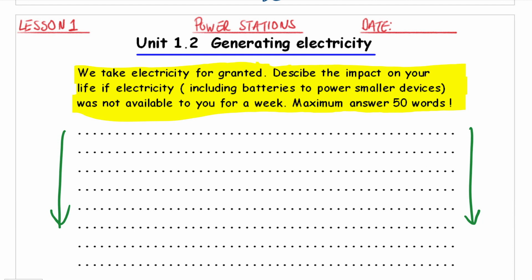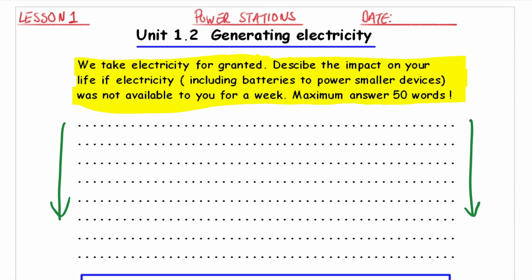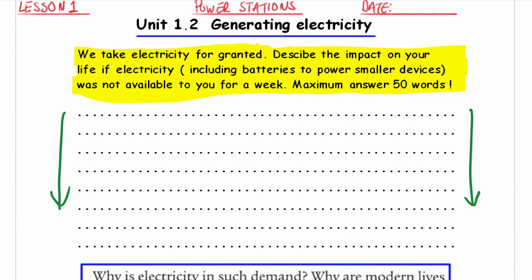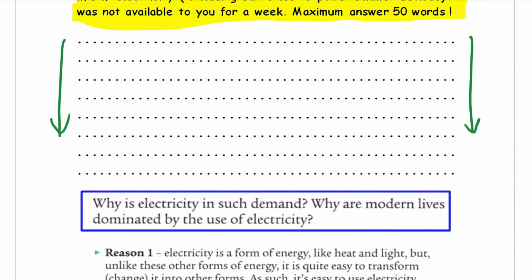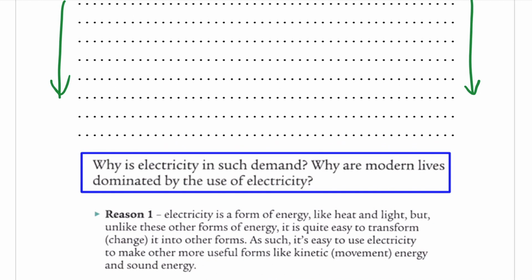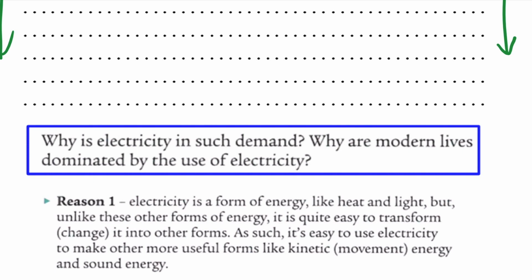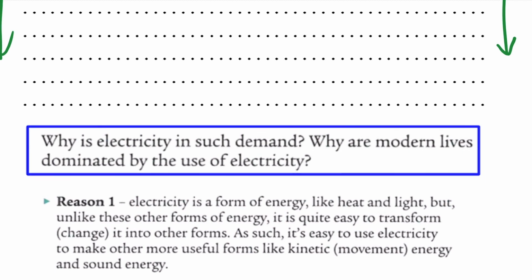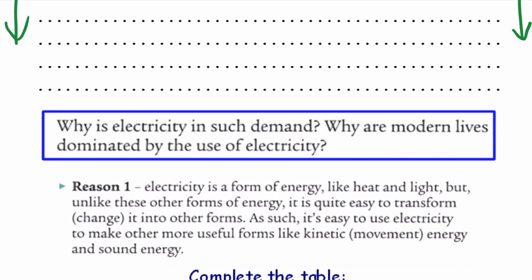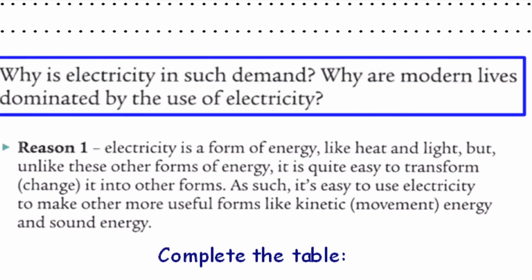Okay, so that should have been a personal reflection, and you think about the importance of electricity in modern day life. We're going to look at 3 other reasons why electricity is in such demand and so important. Reason 1. Electricity is a form of energy like heat and light, but unlike other forms of energy, it's quite easy to transform, change, into other forms of energy. As such, it's easy to use electricity to make other more useful forms like kinetic energy and sound energy.